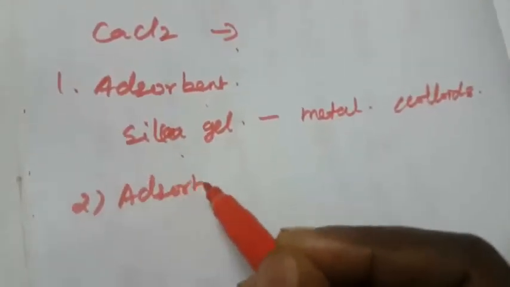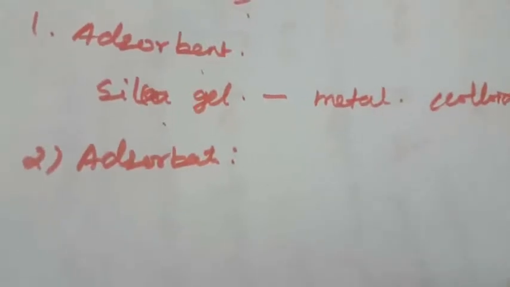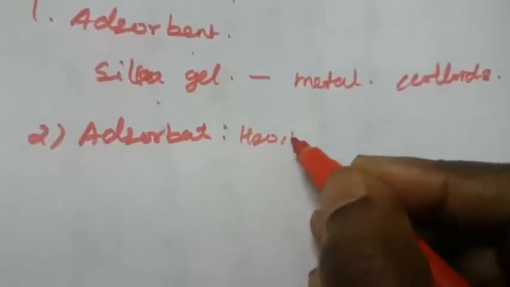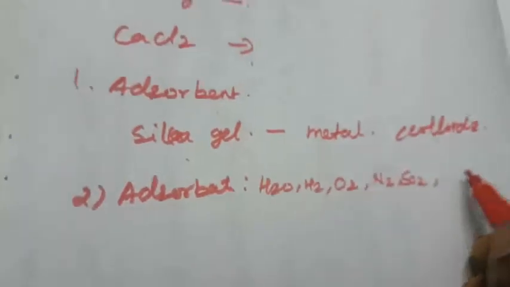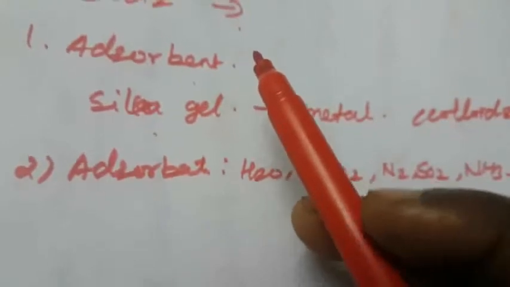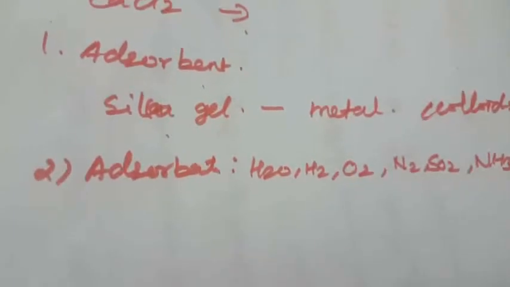So what is meant by adsorbate? Here the substance which is getting adsorbed is called the adsorbate. What are the things? Water, hydrogen, gaseous molecules like oxygen, nitrogen, sulfur dioxide and ammonia. These are called adsorbates. So what is adsorbent? The substance on which the reaction takes place. What is adsorbate? The substance which is getting adsorbed.